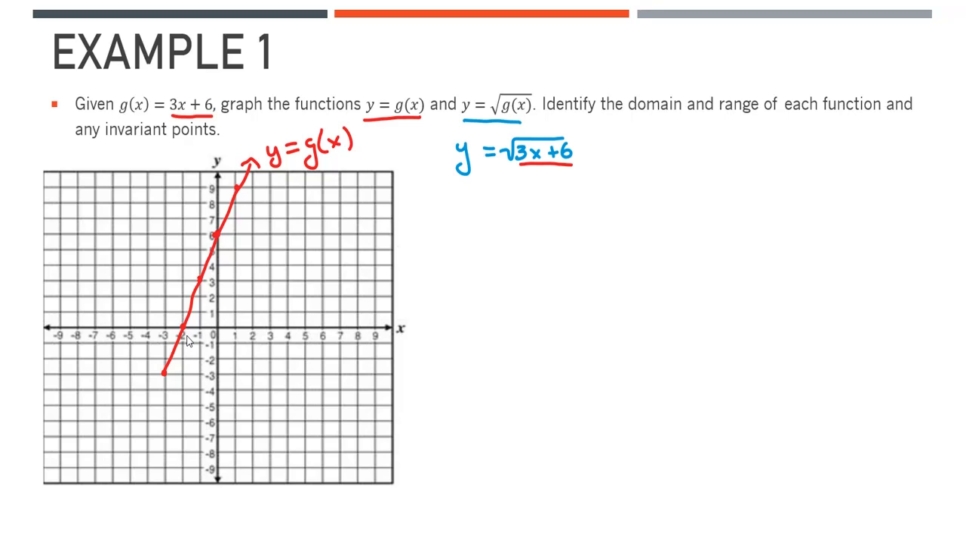So perfect squares: the root of 0 is 0, square root of 1 is 1, square root of 4 is 2, and square root of 9 is 3. So we've got a radical graph now, and this is y equals square root of g of x. So actually we're all done at that point for graphing. Now next it says to identify the domain and range. So let's take a look at our g of x first.